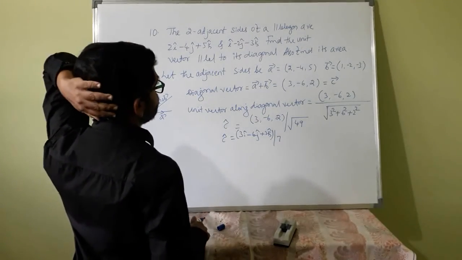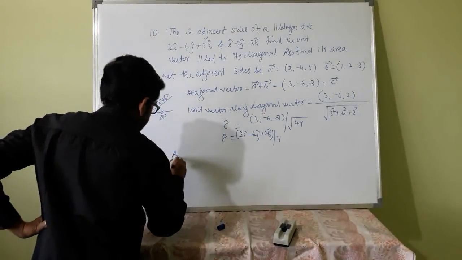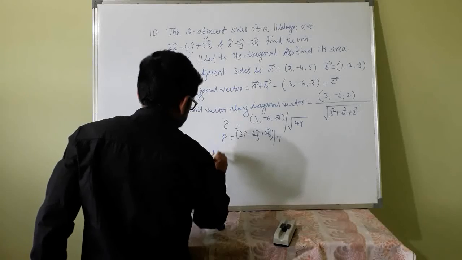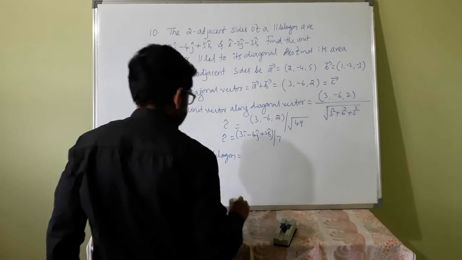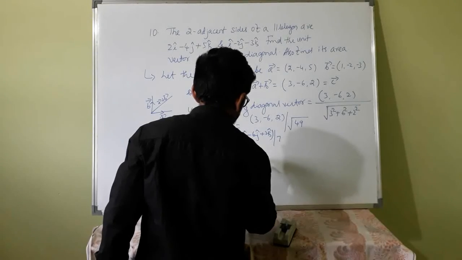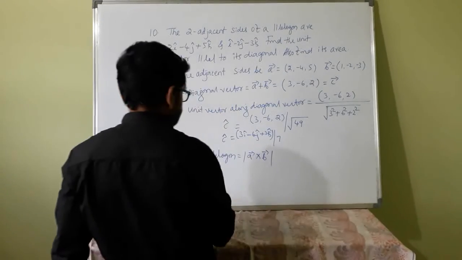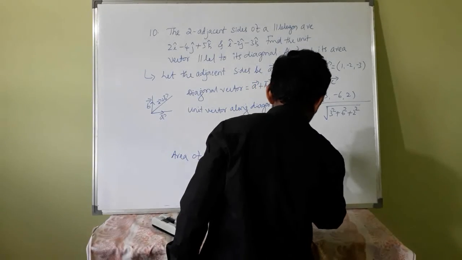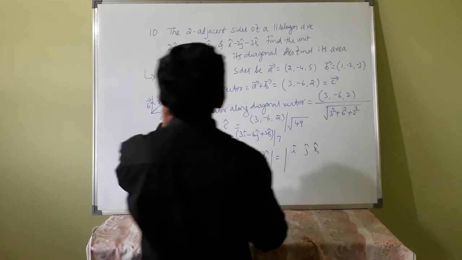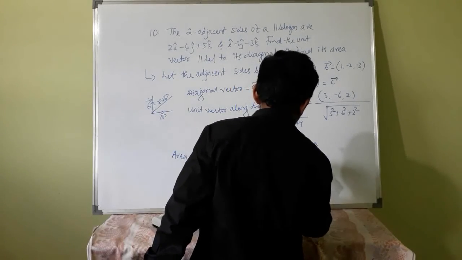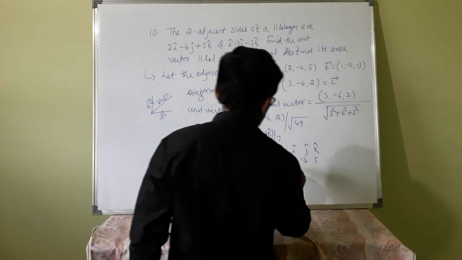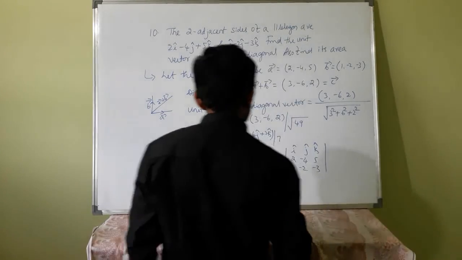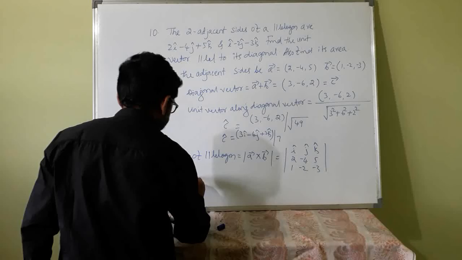Now also find its area. Area of parallelogram is equal to modulus of A cross B. A cross B is the magnitude of the determinant with i, j and k. What is A? 2, minus 4 and 5. And B is 1, minus 2, minus 3.